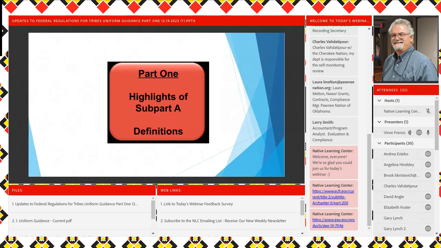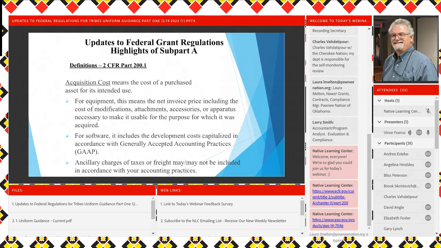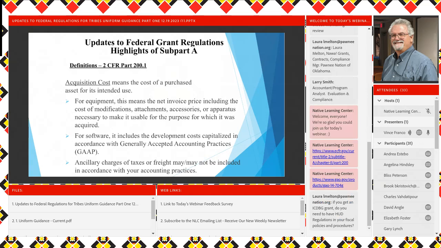We've already dipped our toe into the boiling hot water of federal regs. So let's keep going with our navigation, identification, interpretation, and implementation of federal guidelines. Subpart A. Now we get into the definitions, the federal government's verbiage, and I want to point out a few things as we go through here. Some of it is inconsequential, straightforward, acquisition cost. Here we're talking about accounting procedures, accepted accounting procedures.